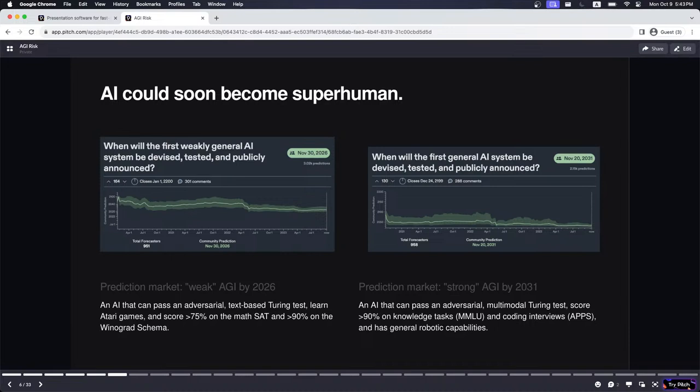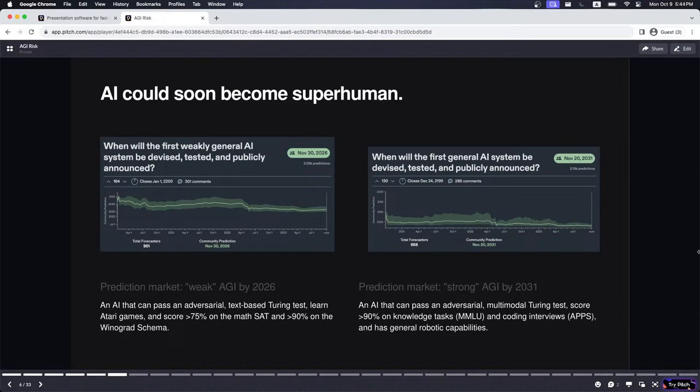A weak AGI is an AI that can pass a 2-hour long adversarial text-based Turing test, meaning using only text as an input channel, can it convince a team of human judges that it's a human? It can learn Atari games, specifically a game called Montezuma's Revenge, without it being in the training data, and it can score more than 75% on the math SAT and more than 90% on the Winograd schema.